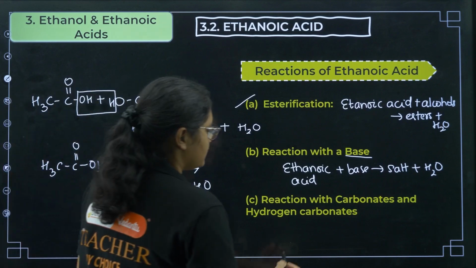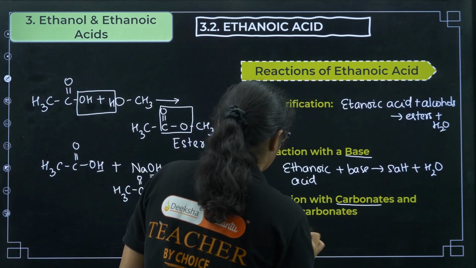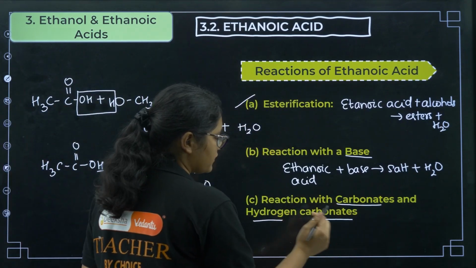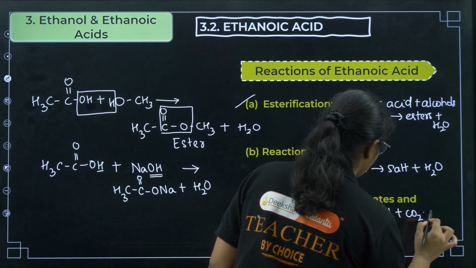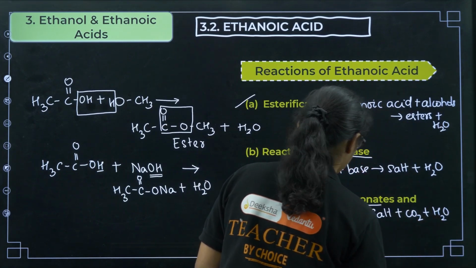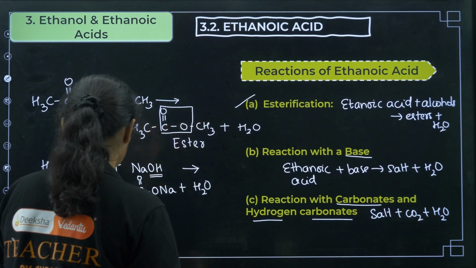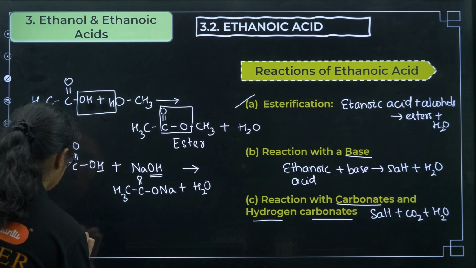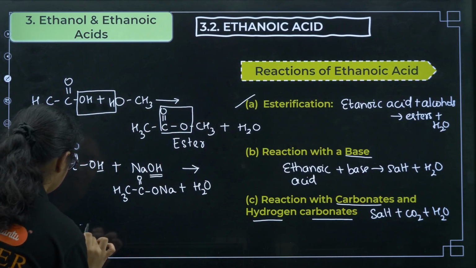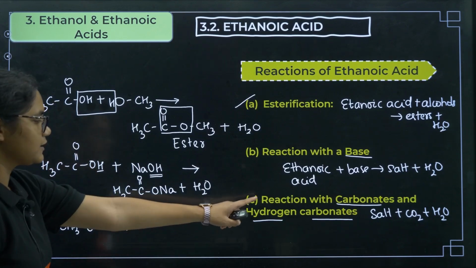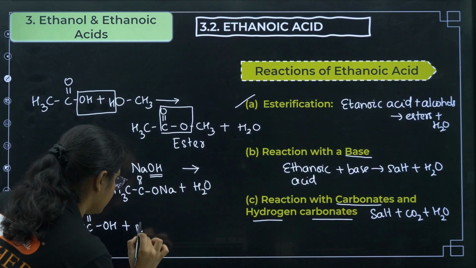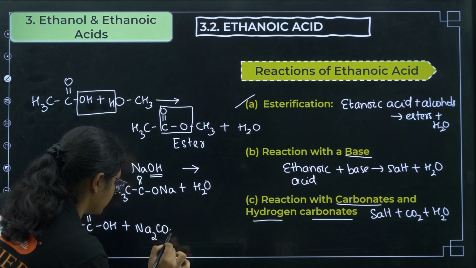Reaction with carbonates and hydrogen carbonates. Here the products we get are salt plus CO2 plus H2O. I'll give you a reaction for this one. If you have ethanoic acid, CH3COOH, plus carbonates. Suppose I take Na2CO3, this is a carbonate, right?